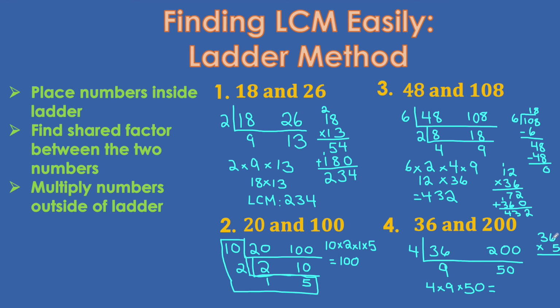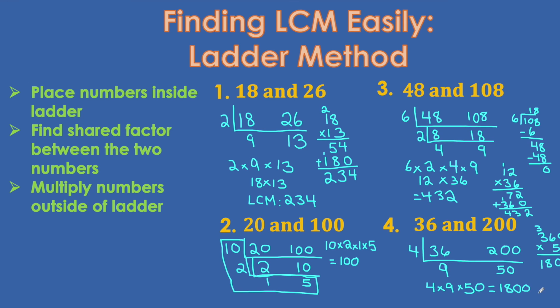So 6 times 5 is 30. 3 times 5 is 15, plus the 3 is 18. Now we had a 0 at the end. Bring down the 0. It's 1800. So our least common multiple between 36 and 200 is 1800.